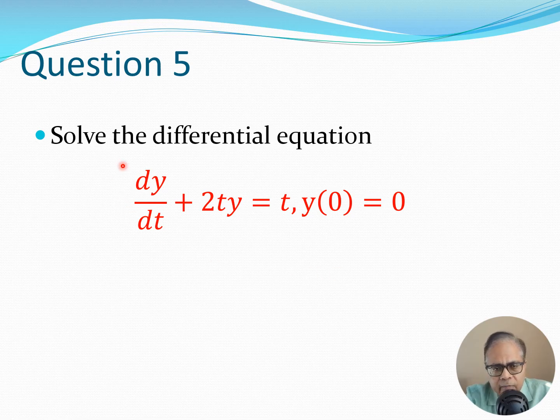Finally, let's look at one simple trick question. This is slightly tricky. It's again a very simple question you can do by calculus. So this is: solve the differential equation dy by dt plus 2ty is t, y0 is 0.